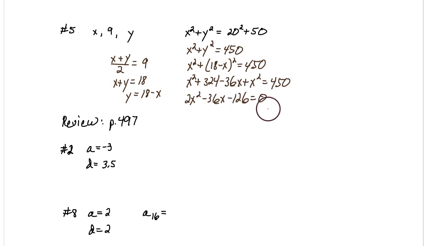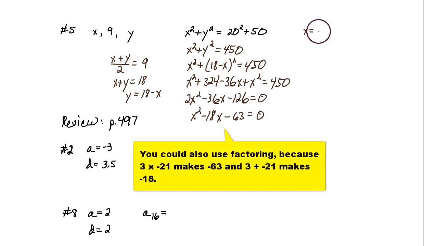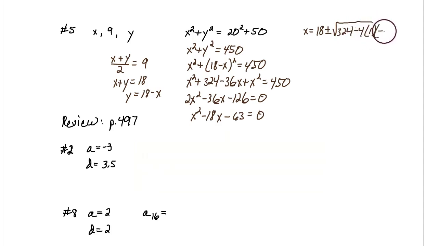All terms are even, so let's divide by 2. We have x squared minus 18x minus 63 is equal to 0. Now let's solve this quadratic equation for x. I'm choosing the quadratic formula as my technique. So the negative of b is 18 plus or minus, and then b squared, so 18 squared, that's 324, minus 4 times 1 times negative 63, all divided by 2 times a, which is a 2.